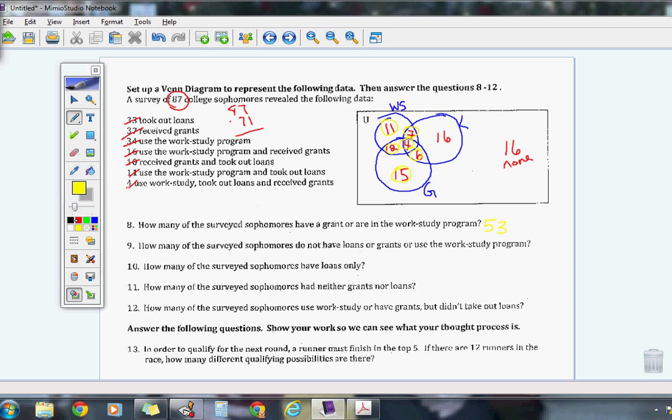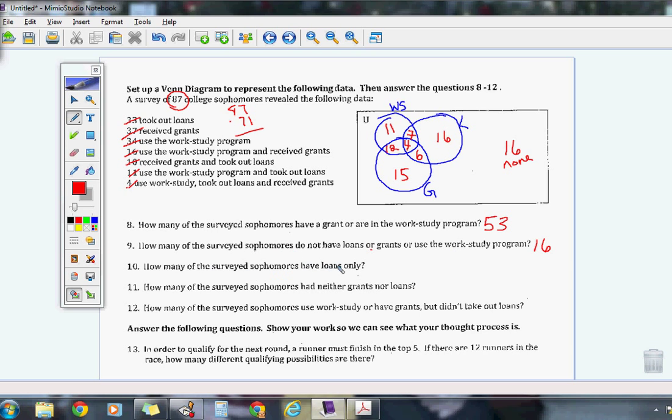I can't deal with that color there. 53. Okay? So let me go back. That's going to take away my 53, I just realized. All right. So I got 53 here. All right. So moving back to here now. Answering the next question. How many surveyed sophomores do not have loans or grants or use the work study? I don't have to circle anything. I already got that number. That's 16. So I got 16 sitting right there.